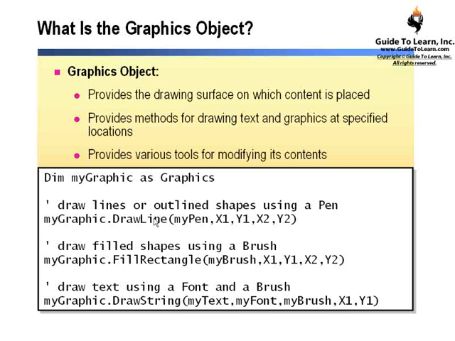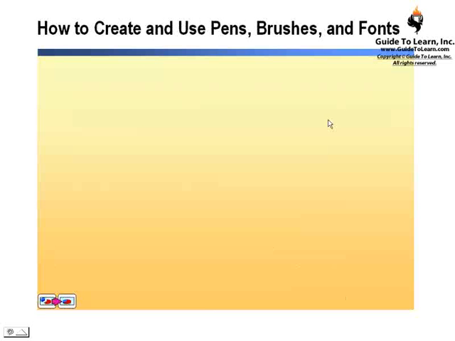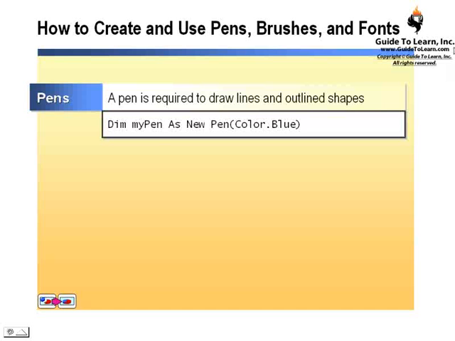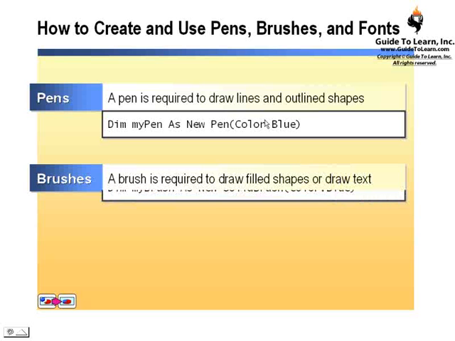Again, remember that creating a pen, a brush, and text all come from the Graphics, which we're going to talk about later in other chapters. But here, how to create a pen, brush, and font is basically introduced. The pen is required to draw a line or outline shape. In order to create a new pen, all you have to do is create a new Pen and specify the color for it. And then, of course, the brush is required to draw filled shapes.